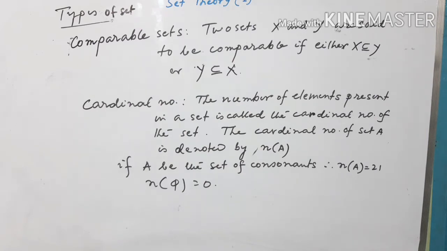Next is the definition of cardinal number. The number of elements present in a set is called the cardinal number of the set. The cardinal number of set A is denoted by n(A), and if we let A be the set of consonants, we know that there are 21 consonants. So we write like this: n(A) equals 21. Similarly, n(phi), that is the cardinal number of the null set, is 0. Since the null set has no elements, its cardinality is 0.